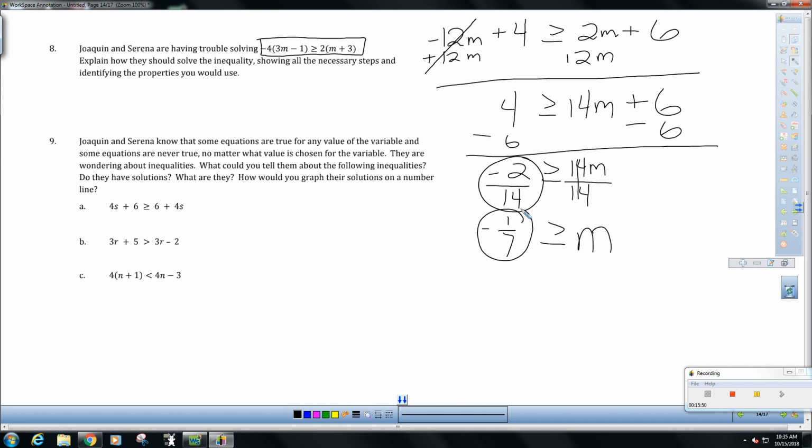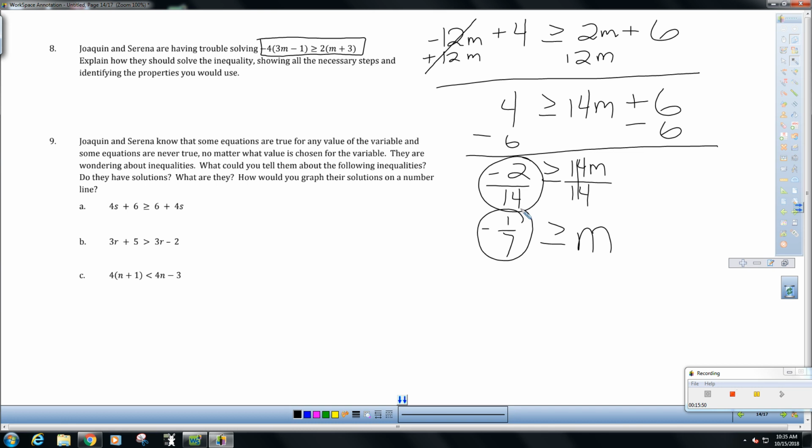Okay, number 9. Joaquin and Serena know that some equations are true for any value of the variable, and some equations are never true. Oh, these are good ones. They're wondering about inequalities. What could you tell them about the following inequalities? Do they have solutions? What are they? How would you graph their solutions? Okay, is 4s plus 6 greater than or equal to 6 plus 4s?